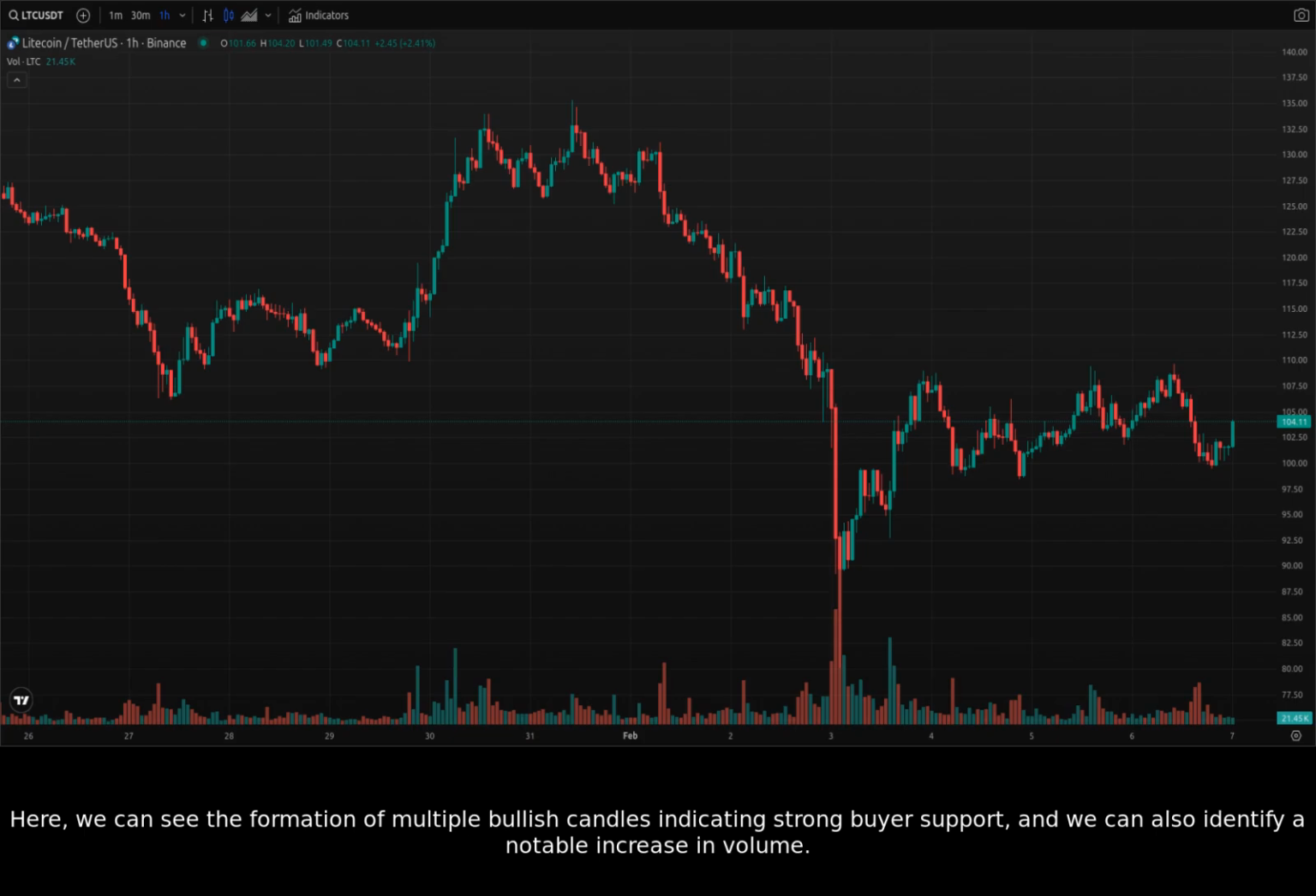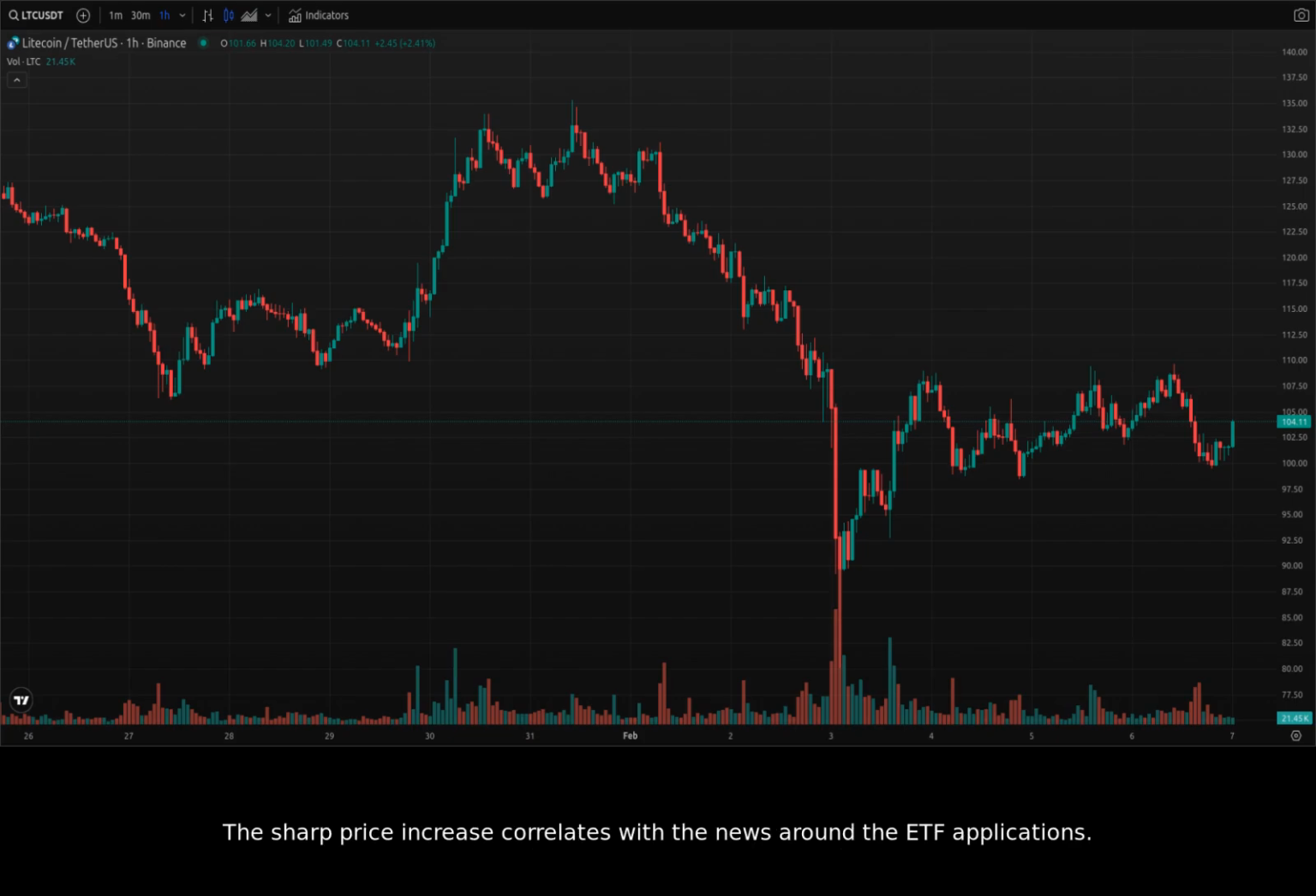notable increase in volume. The sharp price increase correlates with the news around the ETF applications. Nevertheless, we can see periods of consolidation and slight dips within the overall trend. Let's now turn our attention to the 15-minute chart to explore shorter-term patterns.